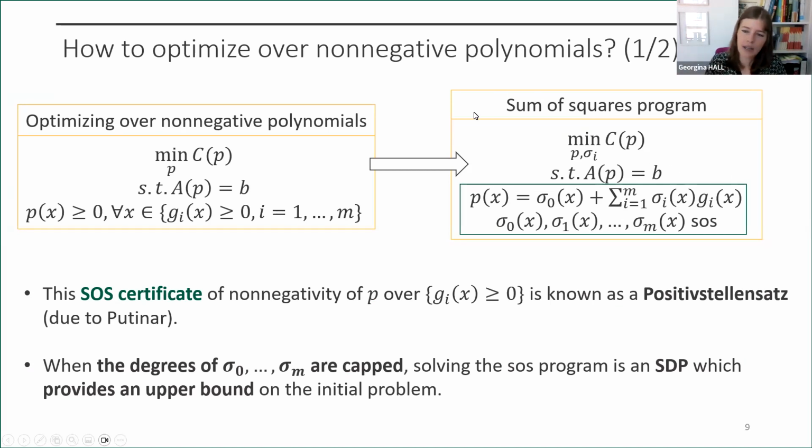And as I was saying, when the degrees of these polynomials are capped arbitrarily to some value, solving the sum of squares program is going to be a semi-definite program, which is tractable, which we know how to solve. So we can solve the sum of squares program you see on the right-hand side. It might not give you the solution to this one, but what it does do is it provides an upper bound on the initial problem.